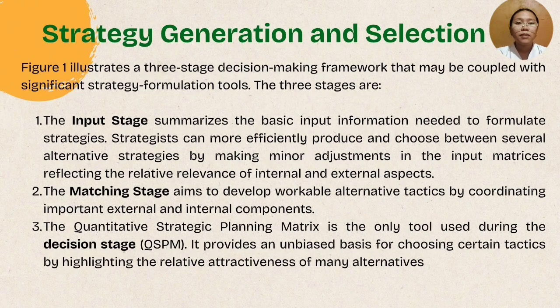So ang matching stage is just about connecting what the company has or lacks with what is happening outside the company to create possible strategies. And then the final stage is the decision stage. So it is about choosing kung unsa ang best strategy among the alternatives. So the quantitative strategic planning matrix or QSPM is used at this stage.